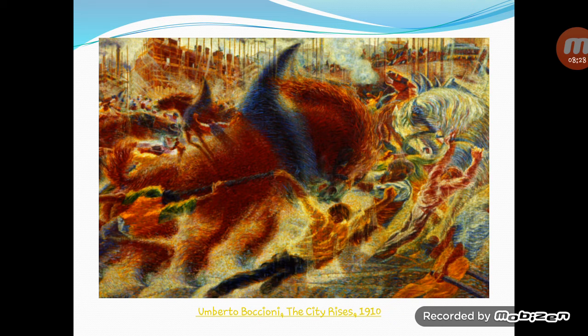Nevertheless, The City Rises does capture the group's love of dynamism and their fondness for the modern city. A large horse races into the foreground while several workers struggle to gain control of it, suggesting a primal conflict between humanity and beast. The horse and figures are blurred, communicating rapid movement, while other elements such as the buildings in the background are rendered more realistically.